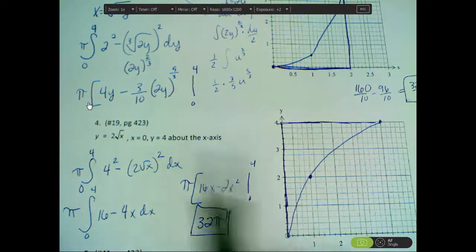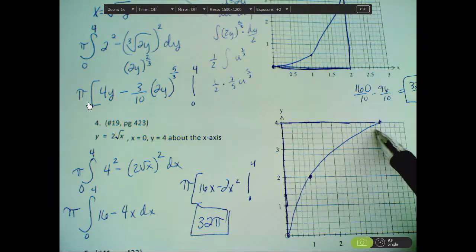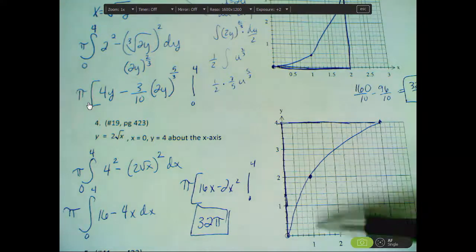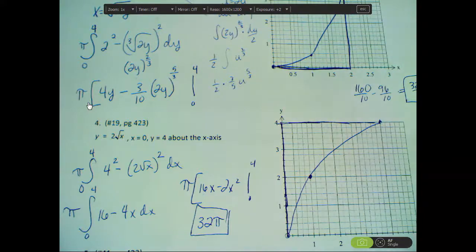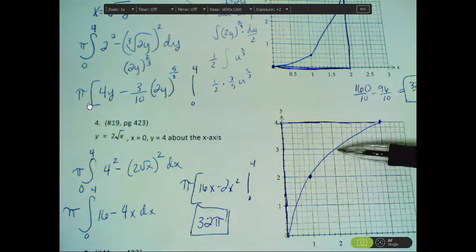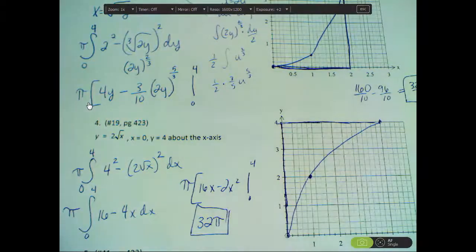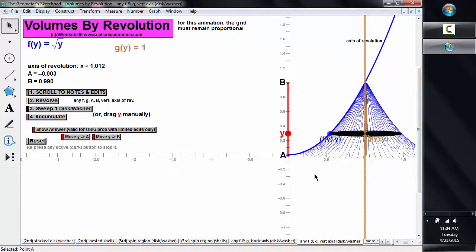It's just in terms of y, so we have it in terms of y. We have the y-axis and the horizontal line y equals 4, so they cross at (4, 4). And we're going to go about the x-axis. So we're going to have this big hole in the middle again. So the radius of the outside function is 4. So we're going 4 squared. And then subtract the radius of the inside function, which is 2 root x, squared. And your answer should have been 32 pi. Hopefully this is the one I'm on. This is number 5 on your notes.